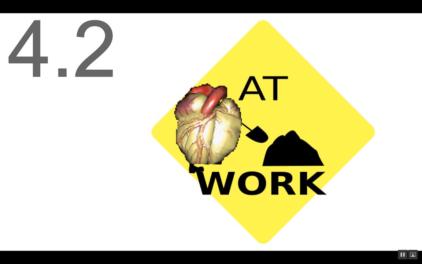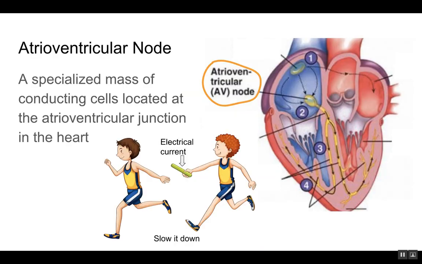Okay, this section 4.2, we're going to talk about the heart at work. So the first vocabulary word here is the atrioventricular node. Say that with me. Atrioventricular node. It is a specialized mass of conducting cells located at the atrioventricular junction in the heart.